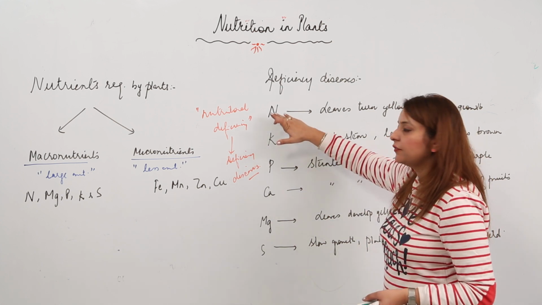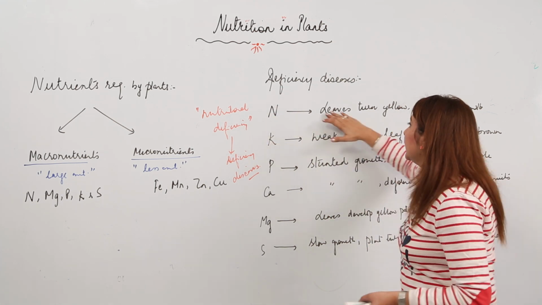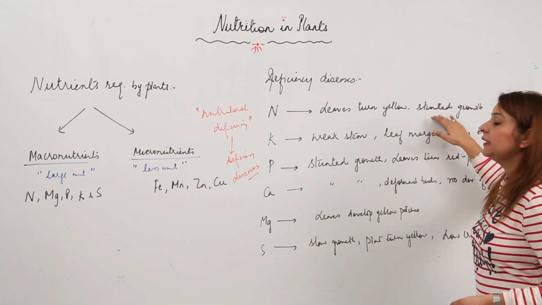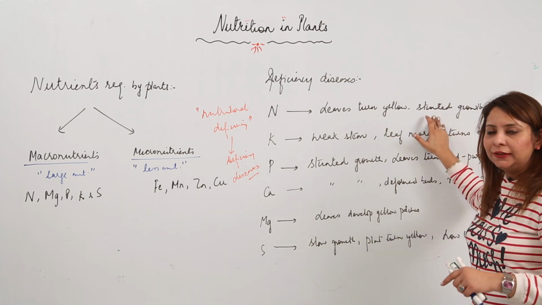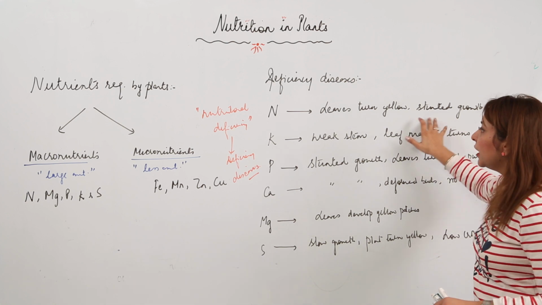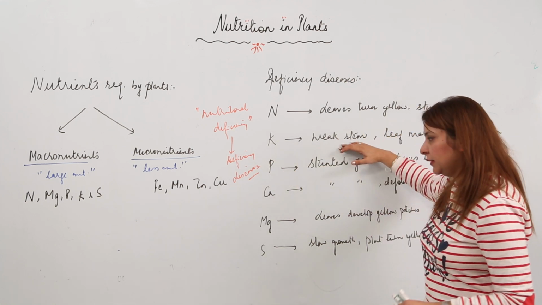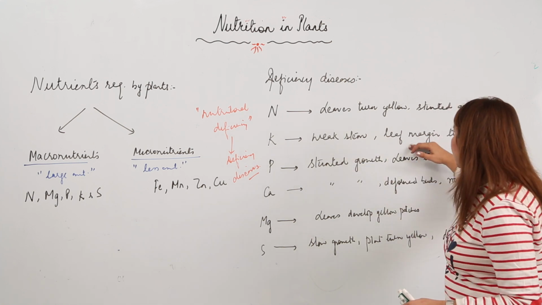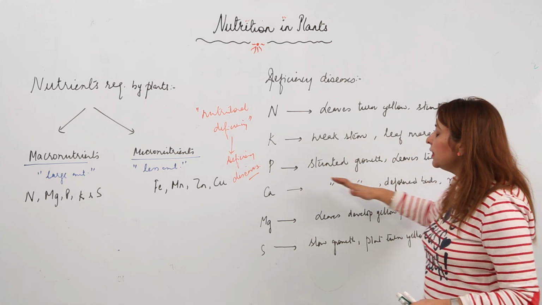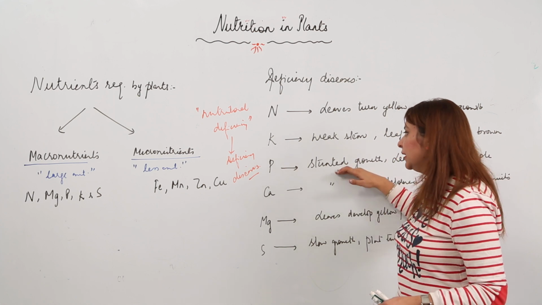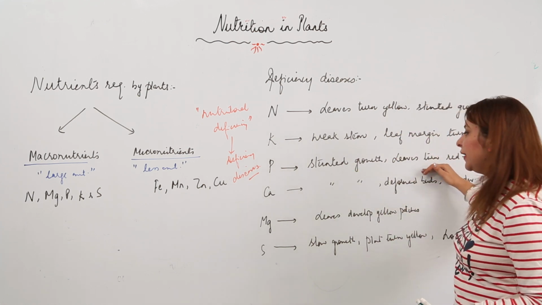If there is a deficiency of nitrogen, the leaves turn yellow and the growth gets stunted, that means poor growth occurs. If there is a deficiency of potassium in a plant, then there is a weak stem and the leaf margin turns brown. And when there is a deficiency of phosphorus, again there is stunted growth and the leaves turn red-purple.